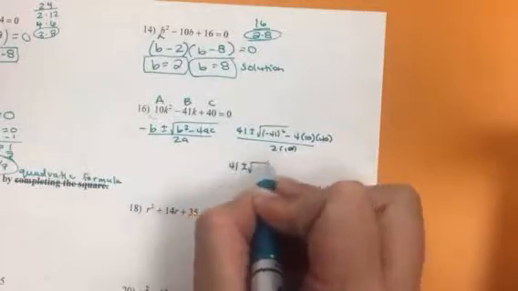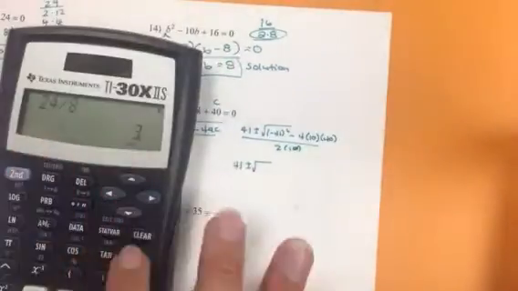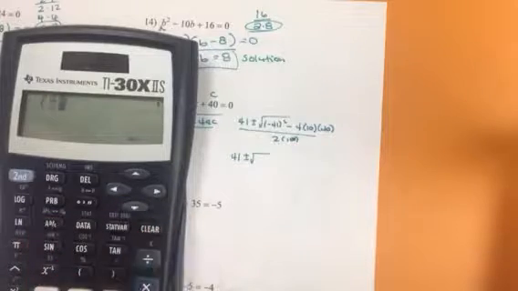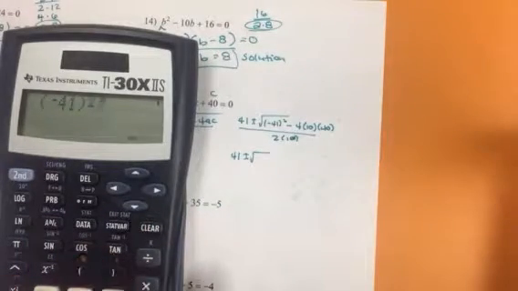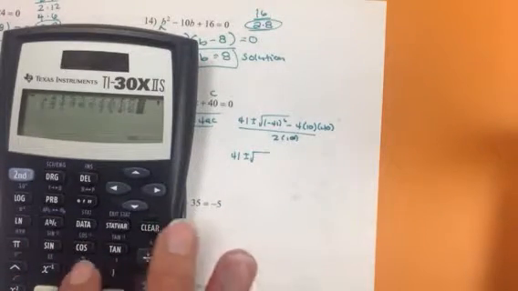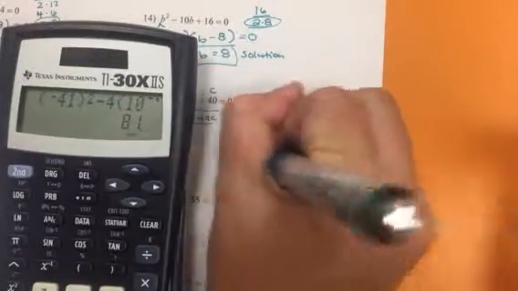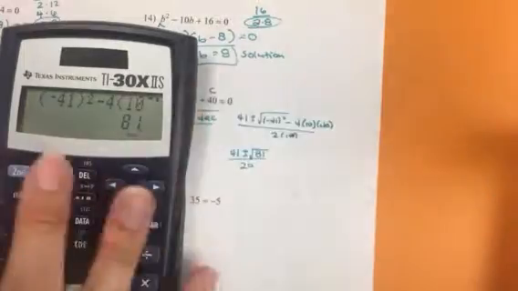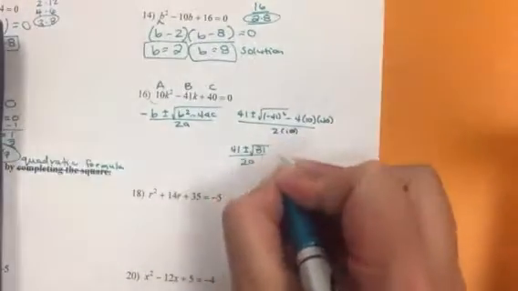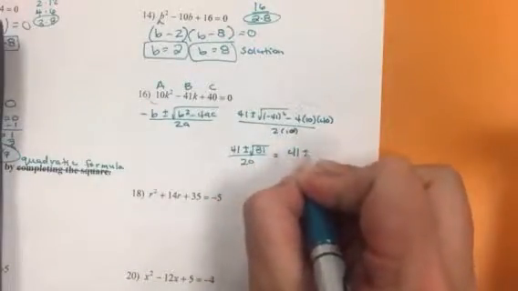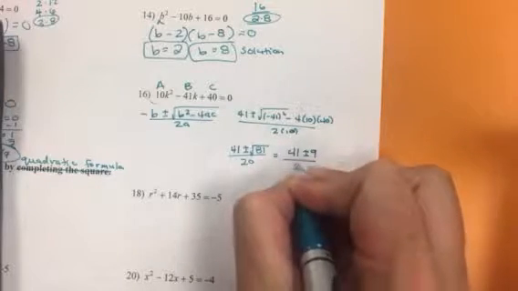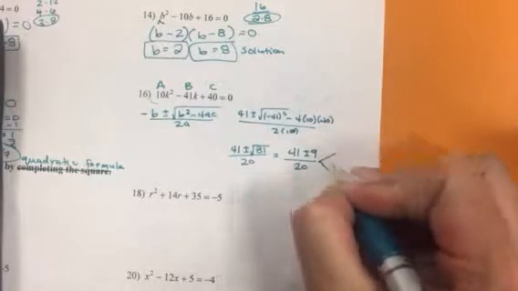41 plus or minus the square root of, I enter in what's in the root, -41 squared minus 4 times 10 times 40 equals 81 over 20. Square root of 81 is 9, which breaks into 2 pieces.